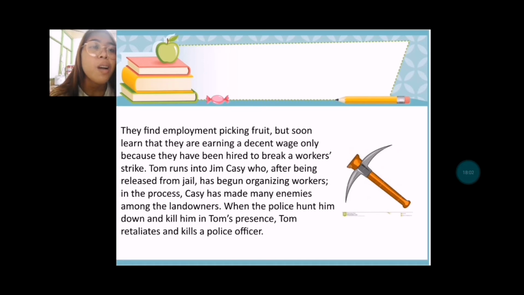So Tom witnessed how Casy died, so he also attacked the police. So Tom killed the attacker using the axe.